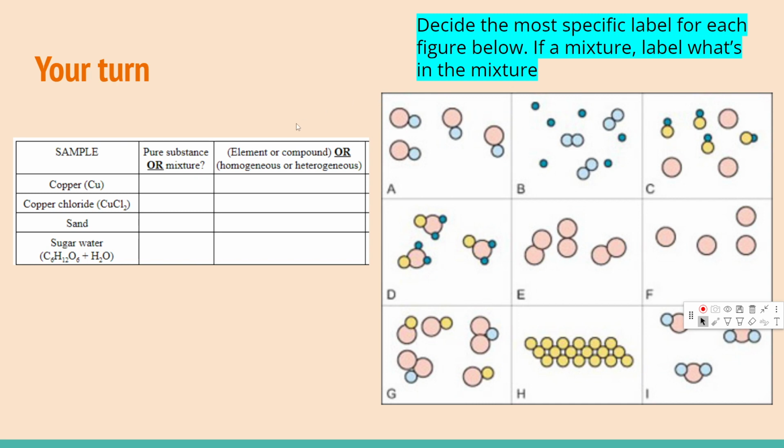So for example, is it an element or is it a compound? If it is a mixture of them, then what is in that mixture? Is it a mixture of elements, or is it a mixture of compounds, or is it a mixture of both? So pause this video, do this yourself, and then I'll show the answers in a few moments.